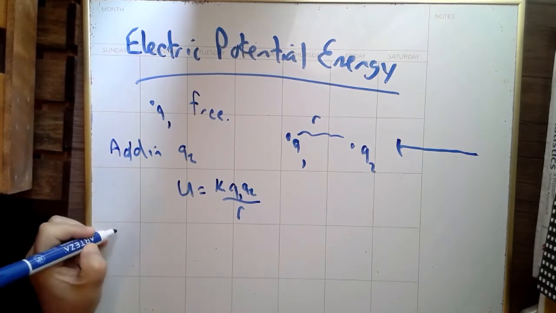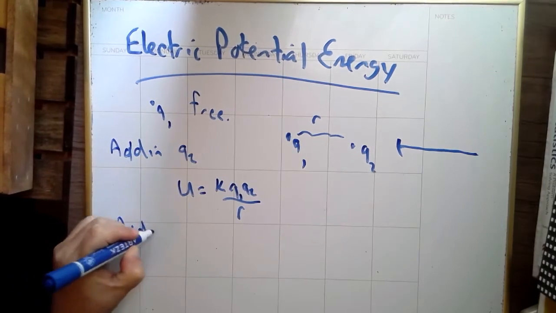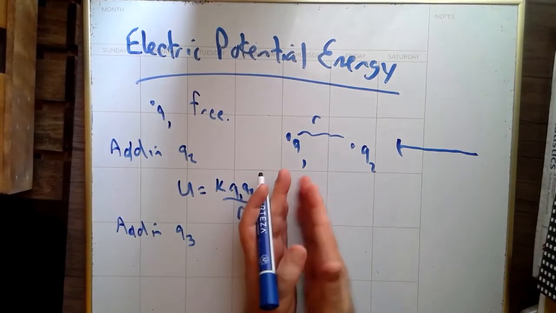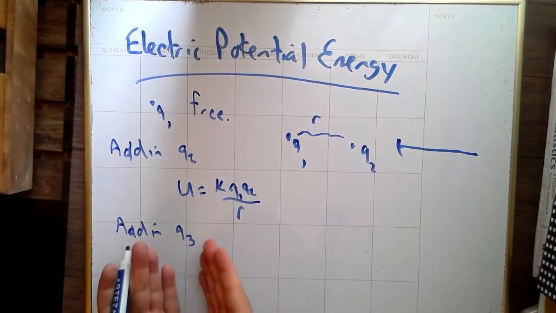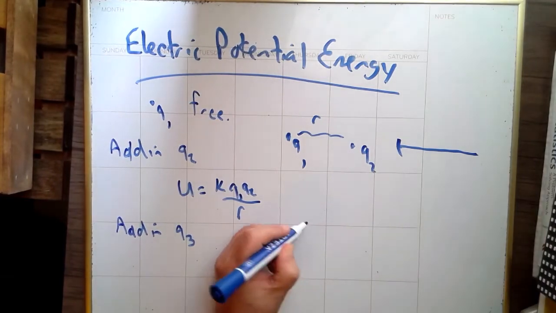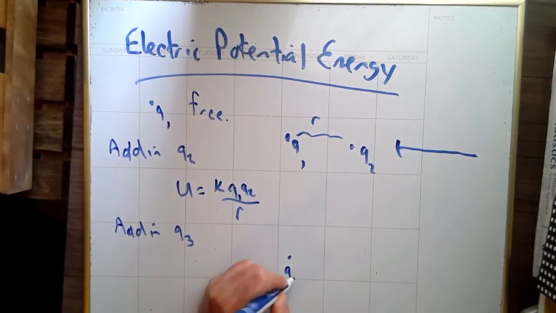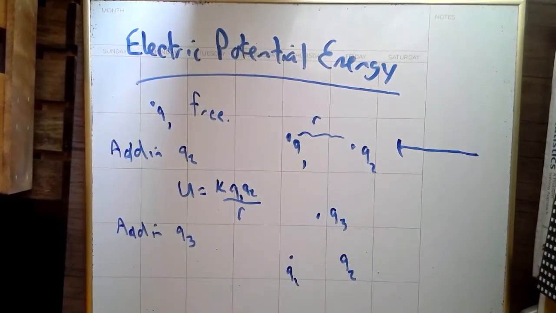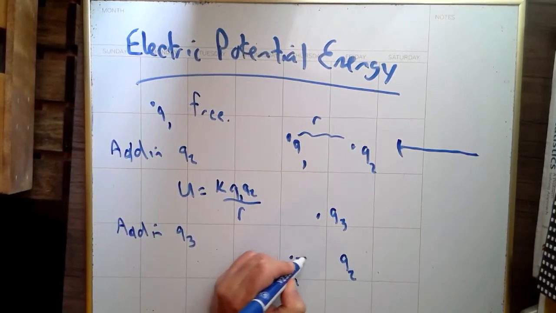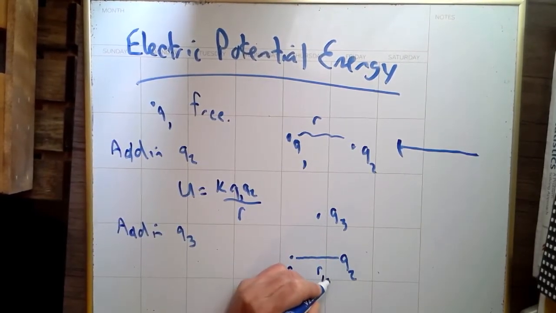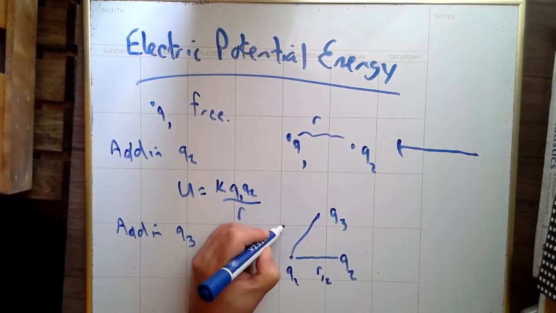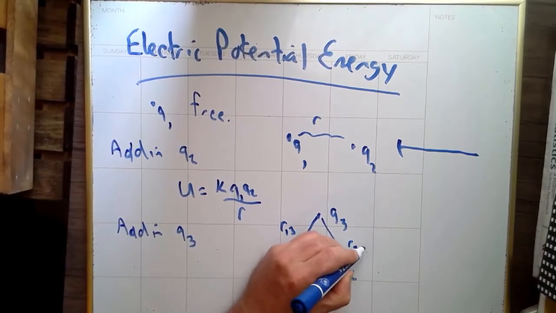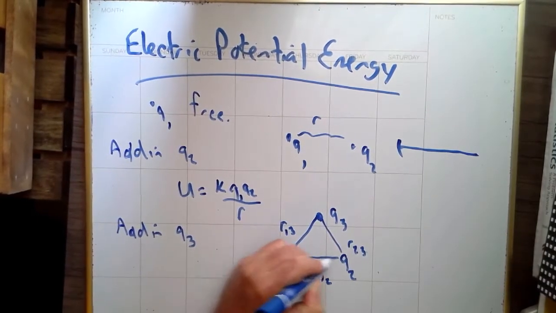So let's say I add in some third charge. Well, both of these guys that are already there are going to try to fight me bringing in this third charge. So say I, for example, tried to arrange this triangle. And now we're going to need multiple r's. Say this is r 1 to 2, r 1 to 3, and r 2 to 3. And here are my three charges in this triangle.